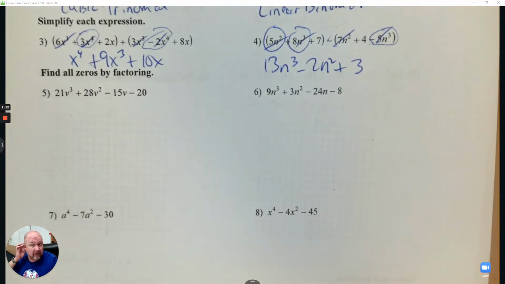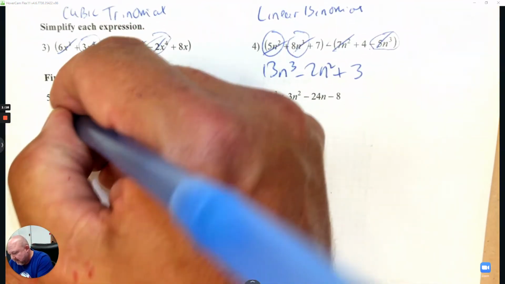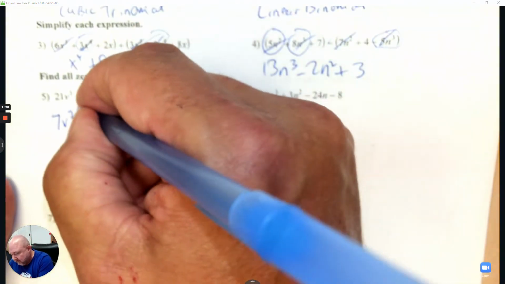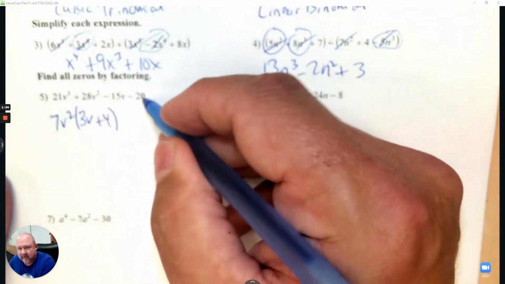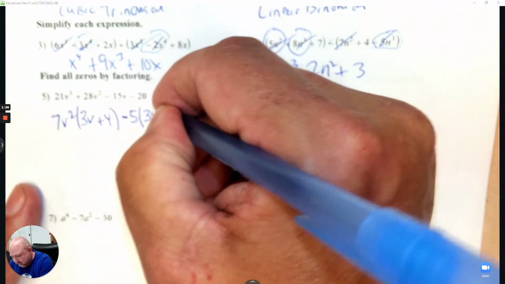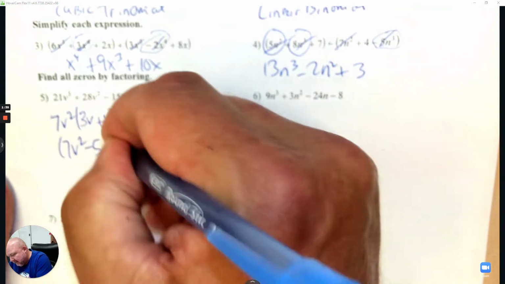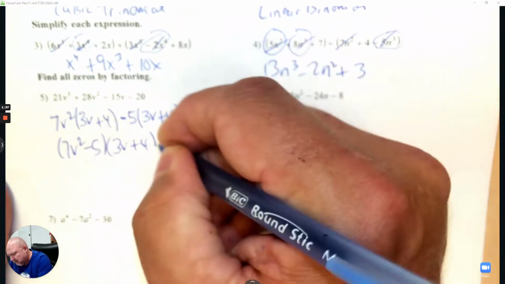All right, we're going to find all zeros by factoring here. So there's 4 terms. So I'm going to factor out what they have in common. So they have a 7v squared. And then divide, I'm left with 3v plus 4. The next two, it's a negative 5, and then divide, that's 3v plus 4. So I have 7v squared minus 5, I have 3v plus 4.